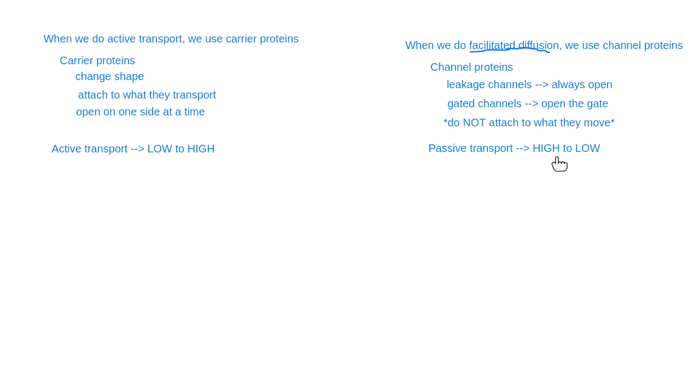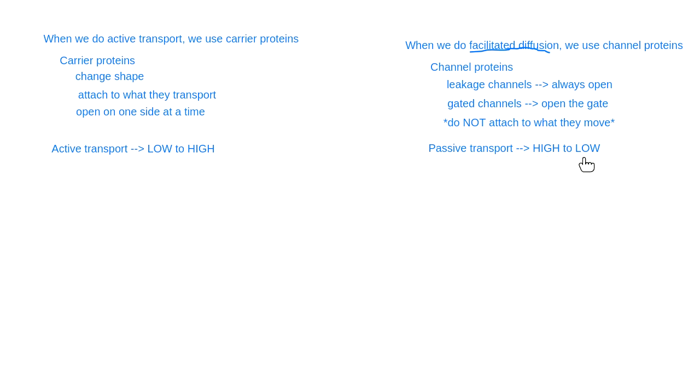When I go from high to low, I'm doing passive transport. Channel proteins always do passive transport. If I'm doing active transport, it's got to be a carrier protein. I've got to change my shape and only open on one side at a time. Otherwise, if I open both sides, we're going from high to low. It's going to happen. And that's what happens with those channel proteins. They always move stuff from high to low.